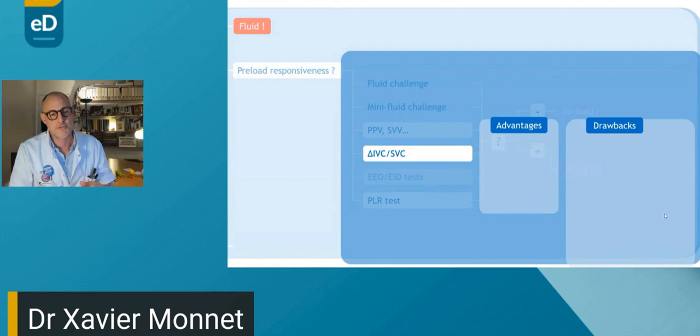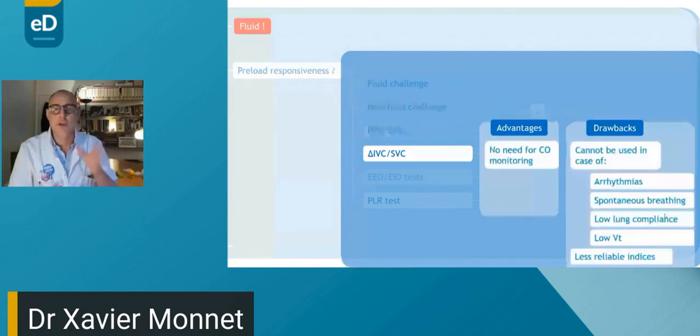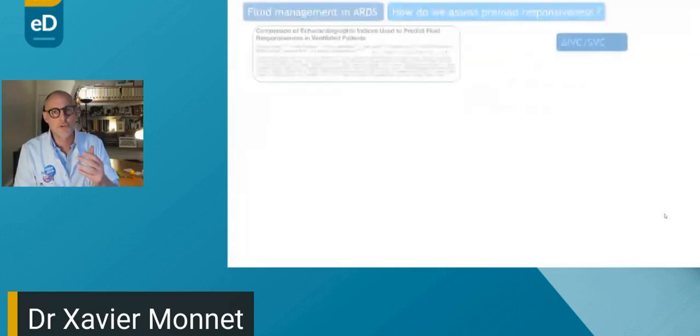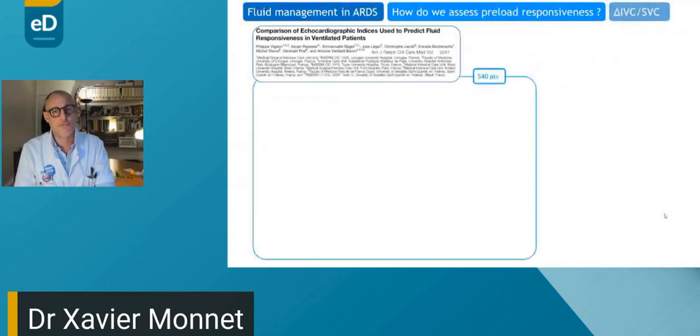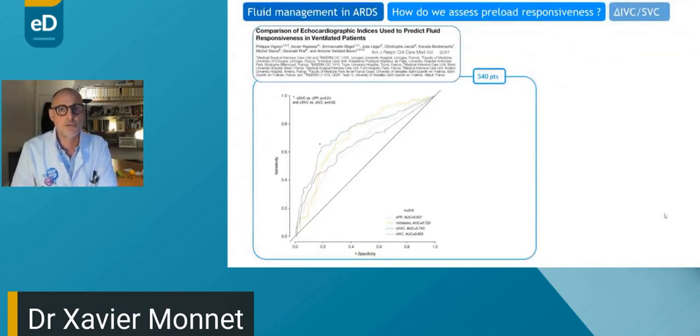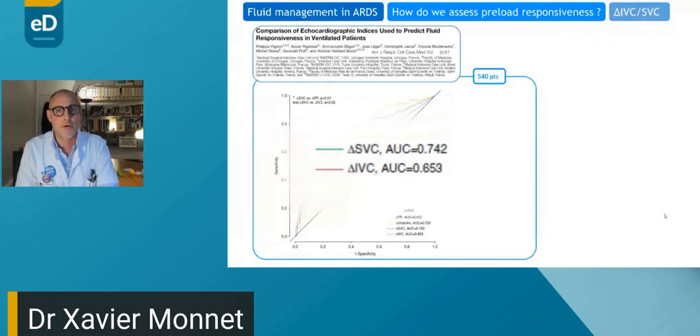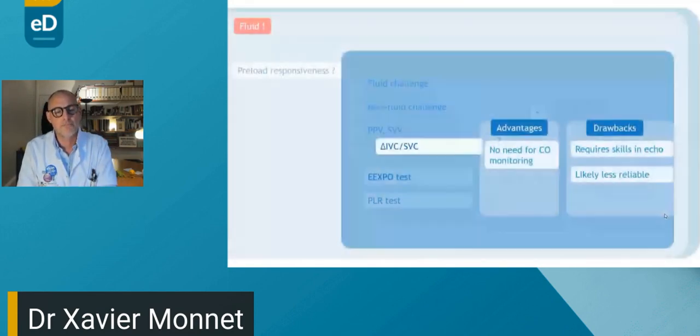Nevertheless, I think that first, they have the same limitations as PPV and SVV, except cardiac arrhythmias. But keep in mind that these are likely the less reliable indices to assess preload responsiveness. We have some small studies, and this large French study in more than 500 patients look at the area under the ROC curve with the inferior or superior vena cava variability, which is really not very high.